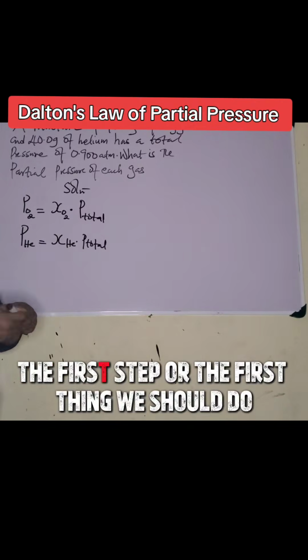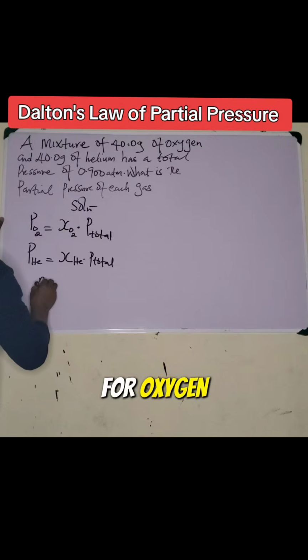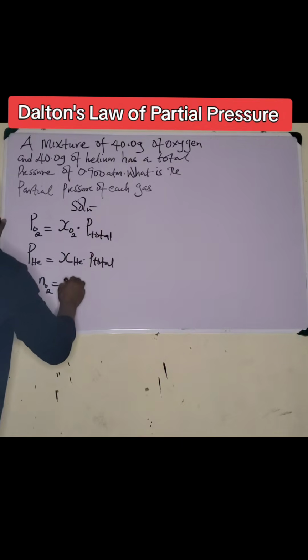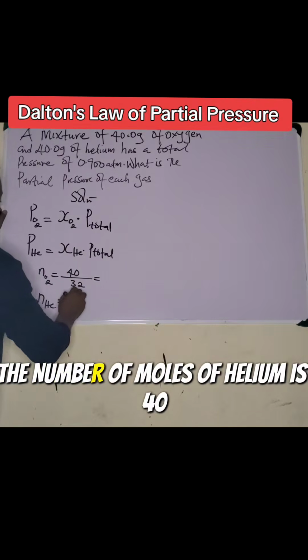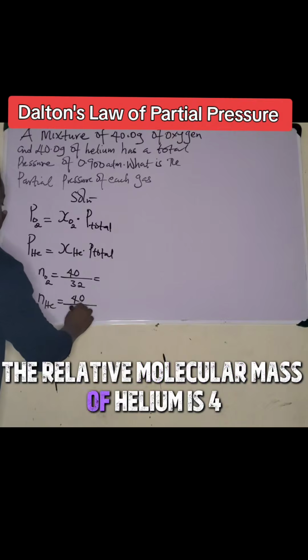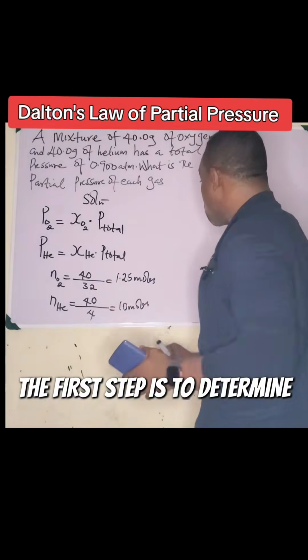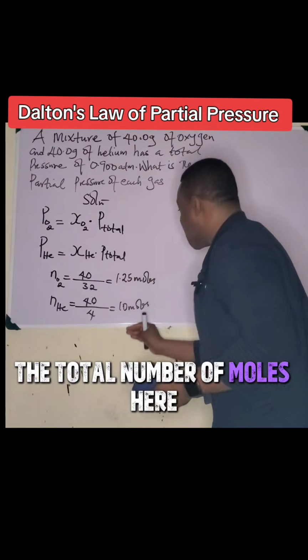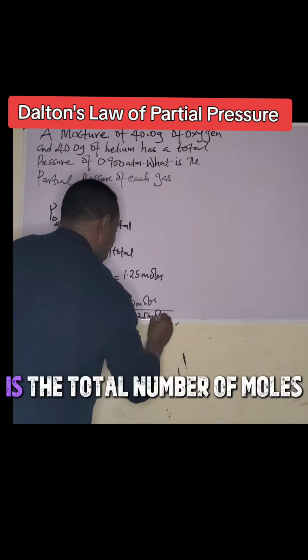The first thing we should do is determine the number of moles of each of the gases. So the number of moles for oxygen is equal to 40 divided by 32, which is 1.25 moles, and the number of moles of helium is 40 divided by the relative molecular mass of helium, 4, which is 10 moles. And what we have to do is to determine the total number of moles here.